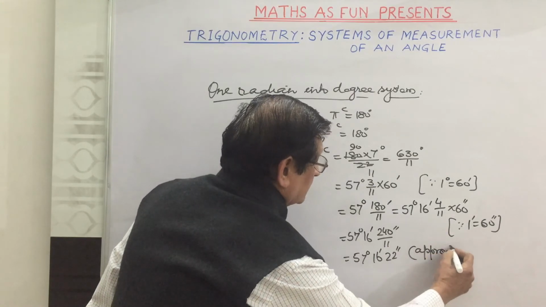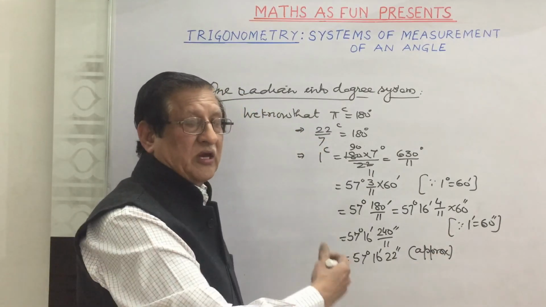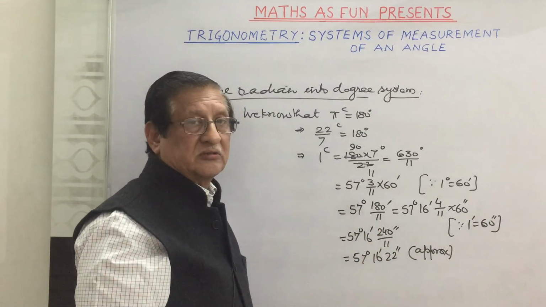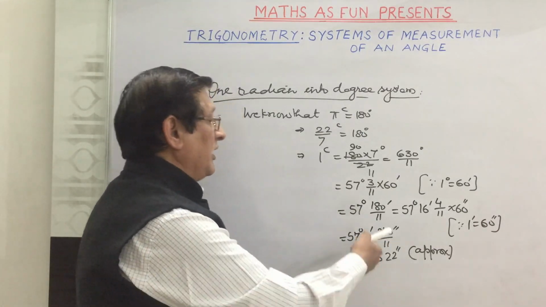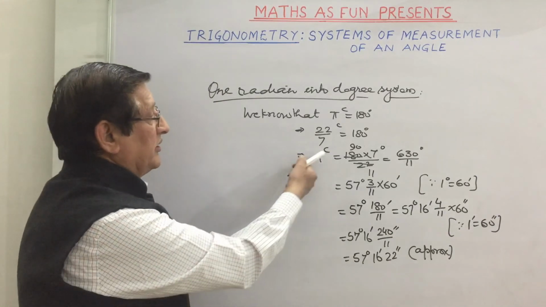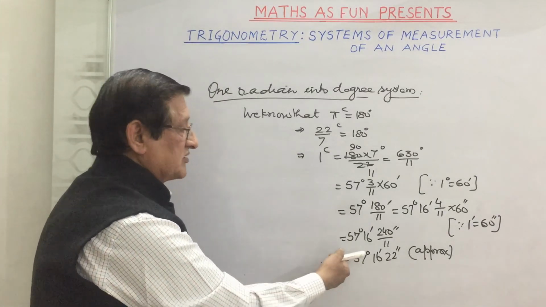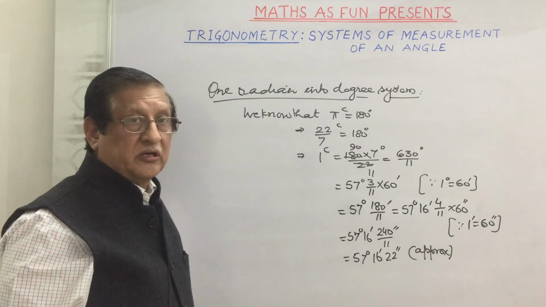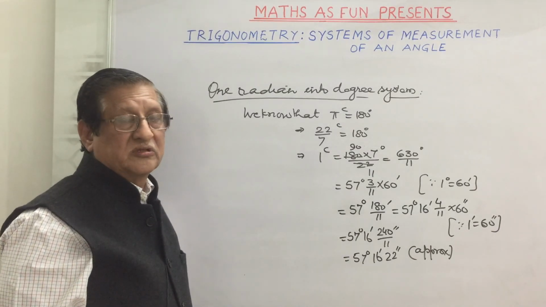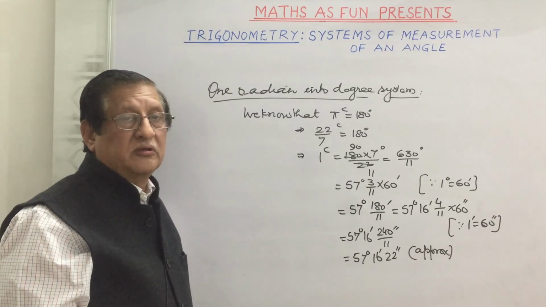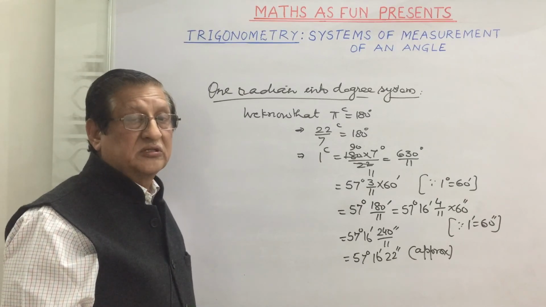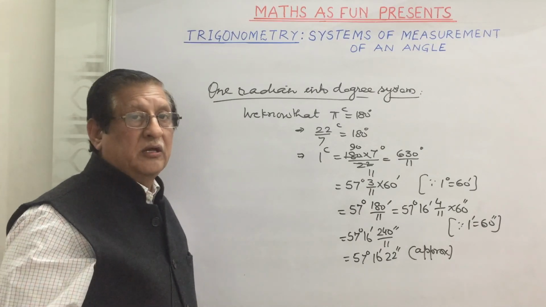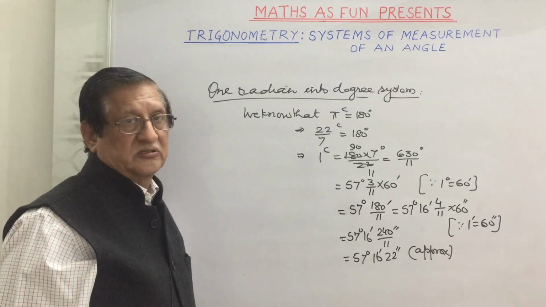Why approximately? Because we don't have any unit less than seconds in this. So we take the approximate value, and hence 1 radian is approximately 57 degrees 16 minutes 22 seconds. We can remember this value and use it where we want to convert an angle from radians into the degree system. Degree system means into degrees, minutes and seconds, the complete system.